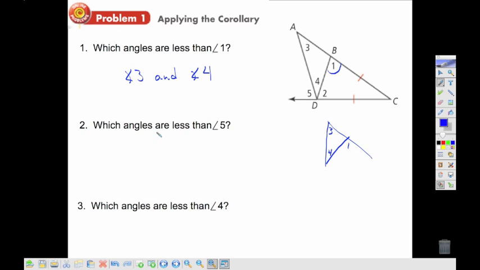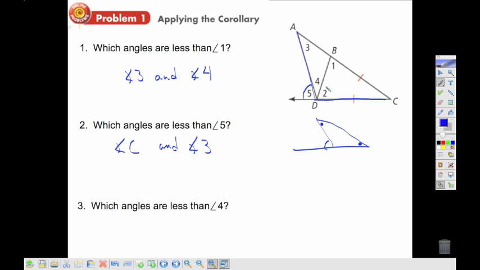If we're asked which angles are less than angle 5, then we'll notice that angle 5 is an exterior angle for this whole triangle over here. And so considering that picture, for angle 5 we would have these two angles, which would be angle C and angle A, or angle 3 up there.